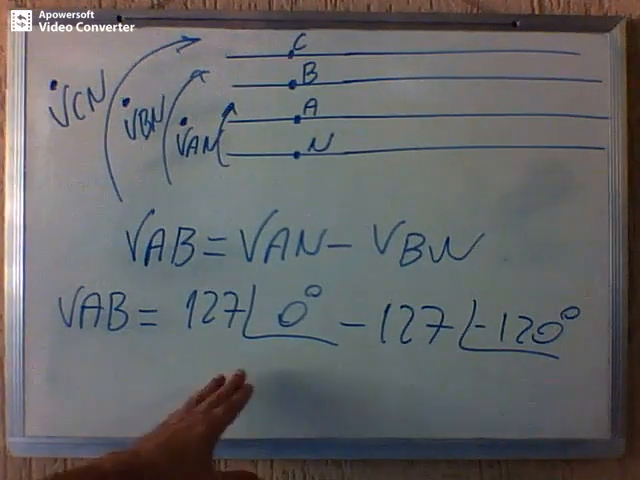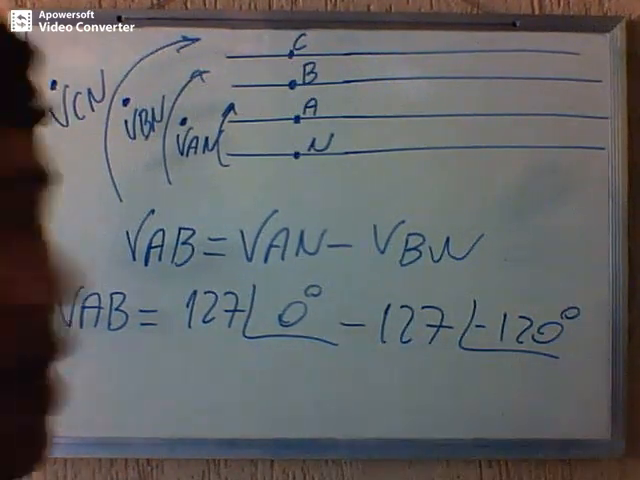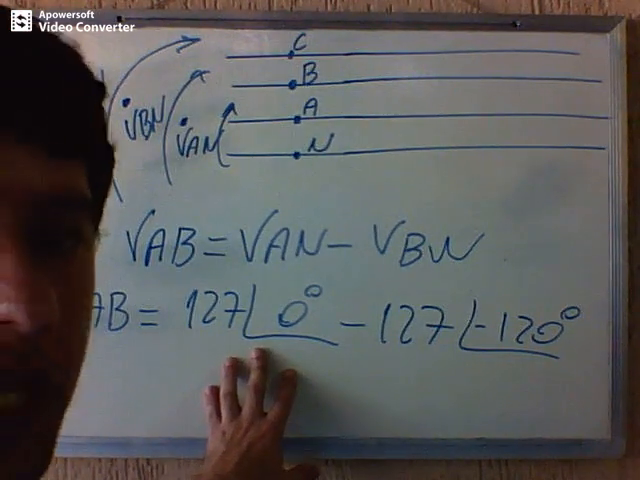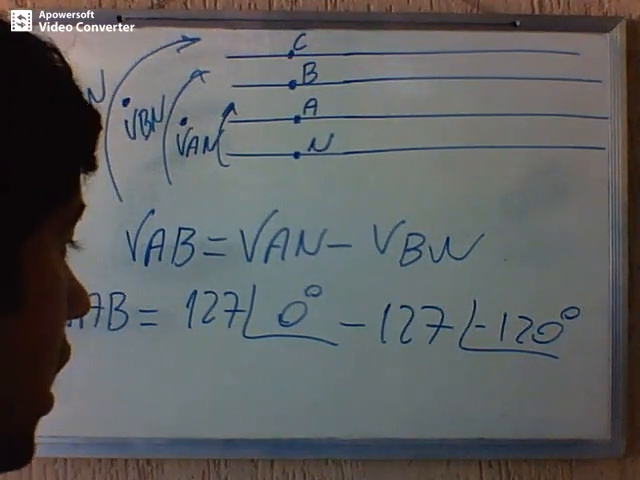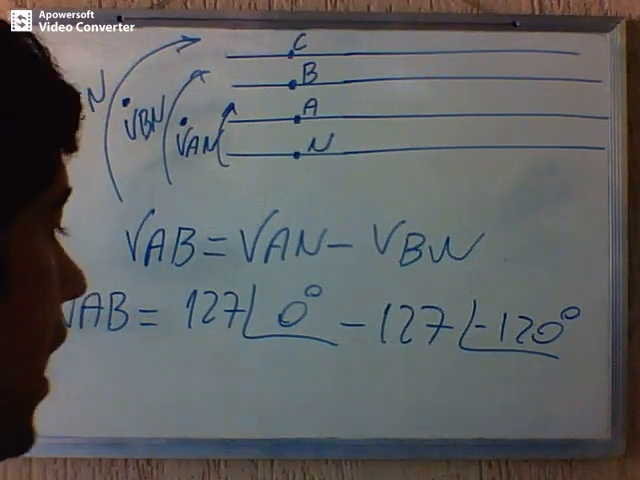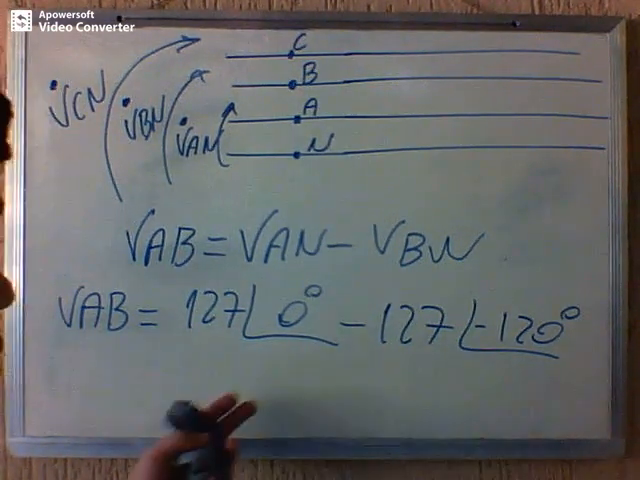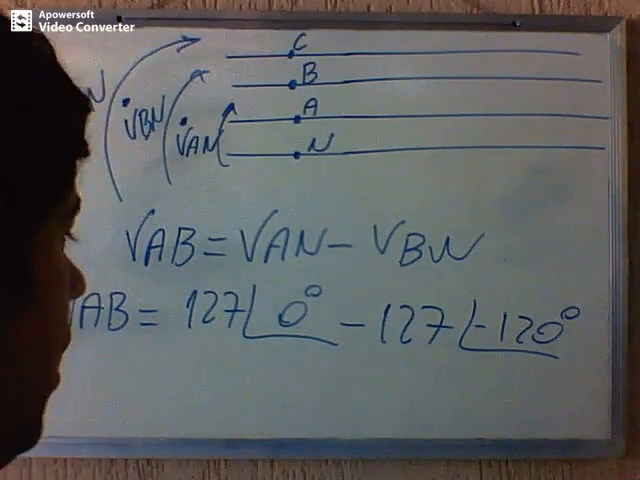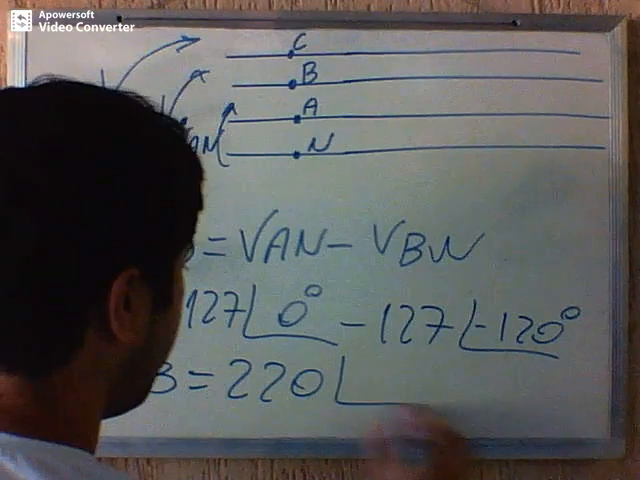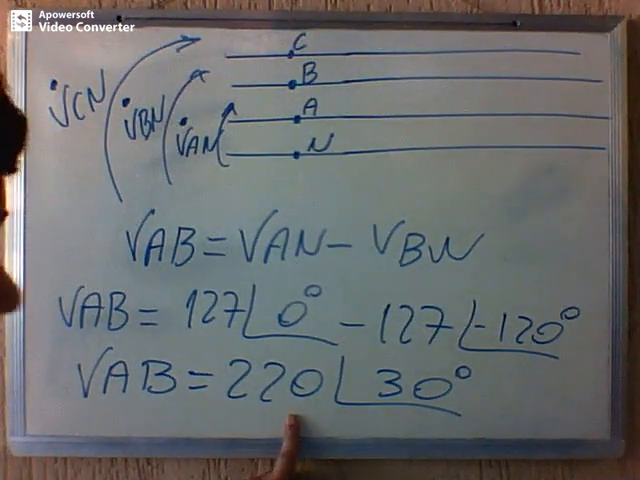Okay? We don't normally perform addition and subtraction using the polar form. What we need to do is convert this polar form of the complex number into the Cartesian representation, and only then can you perform this subtraction between these two complex numbers. Or you can use a calculator that is going to promptly do the conversion, and if you conduct this subtraction, you are going to find VAB equal to 220 phase 30 degrees. Okay?